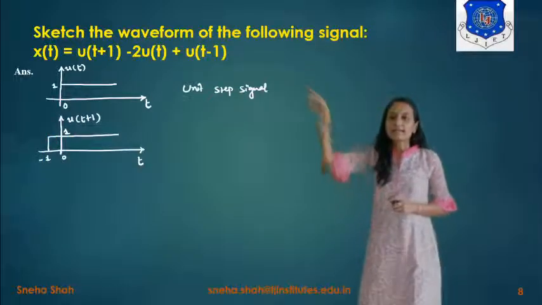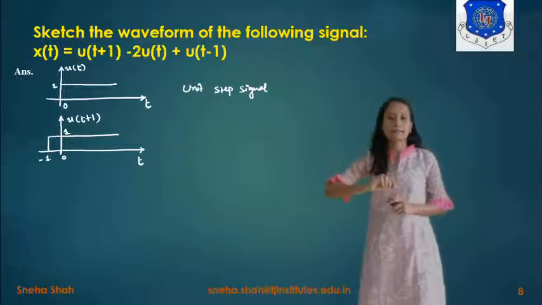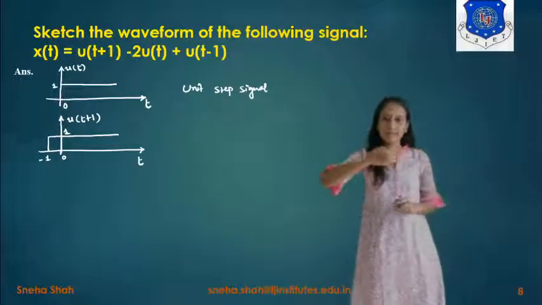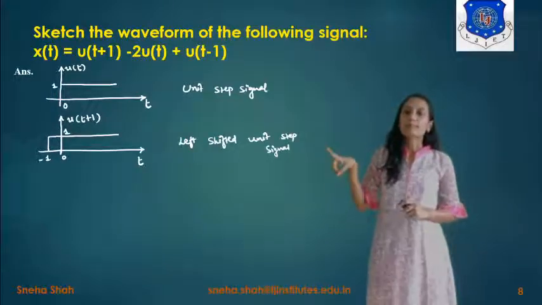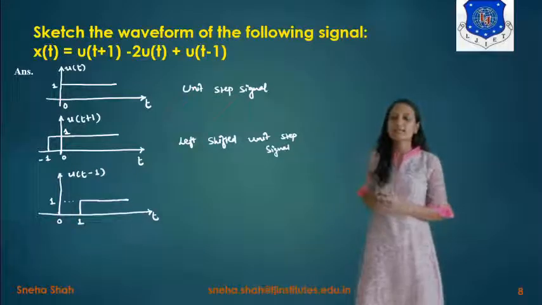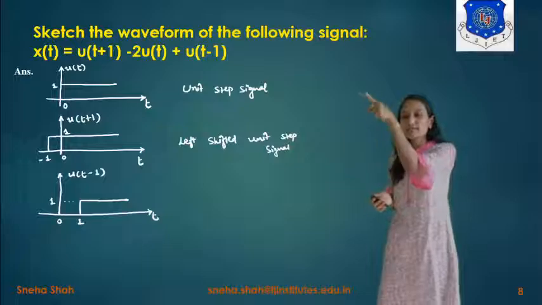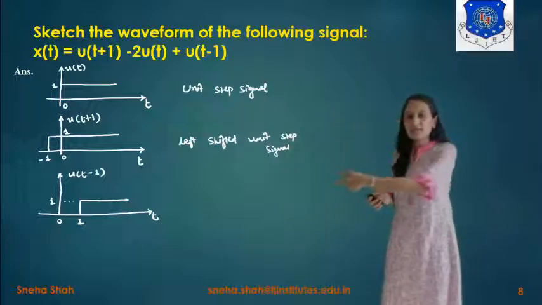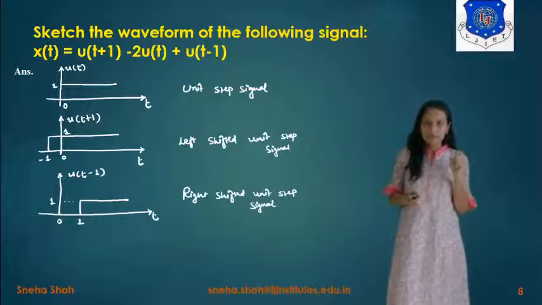Now we have to find the value of u of t plus 1. Plus 1 means this signal will be shifted toward minus 1. We just have to shift it toward minus 1 by a factor of 1, so it will be left shifted by a factor of 1. Then we have to find u of t minus 1. T minus 1 means we have to shift toward the plus 1 side. So the unit step signal will be shifted toward the plus 1 side, so it will be right shifted by a factor of 1.